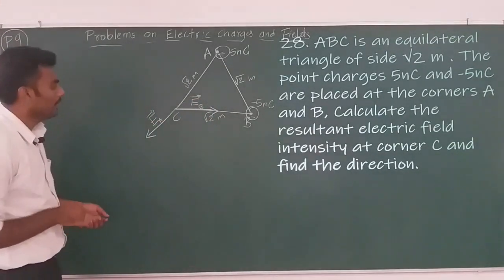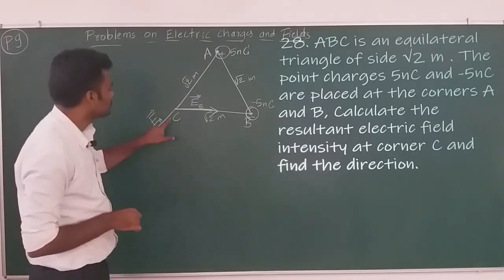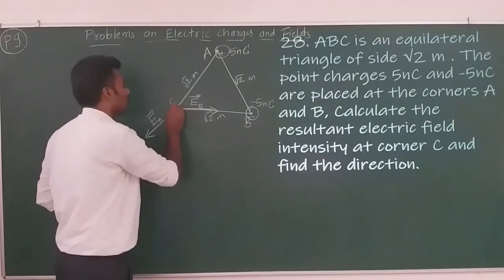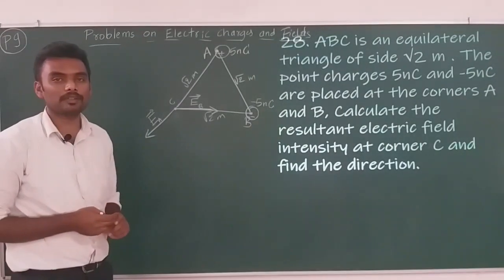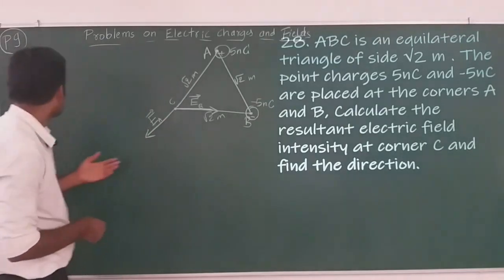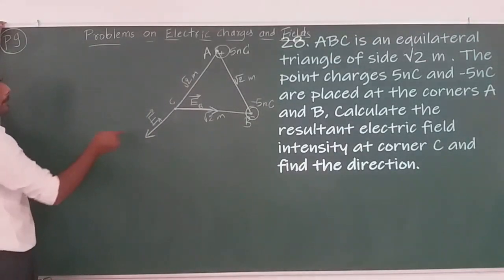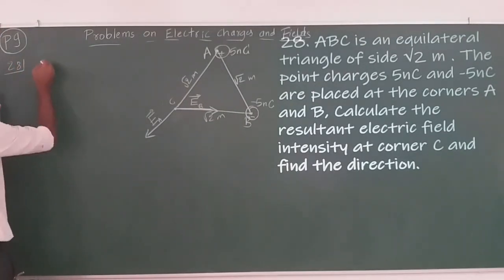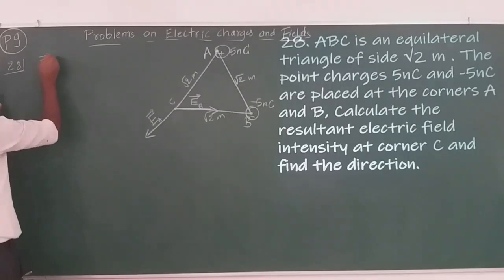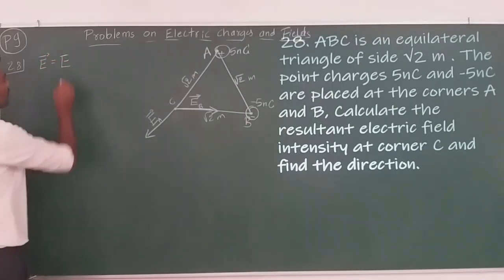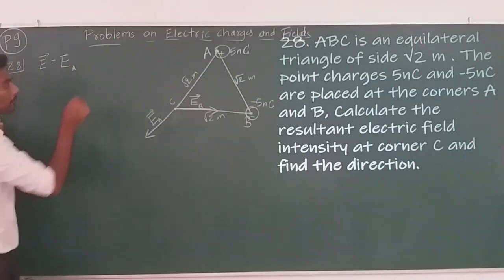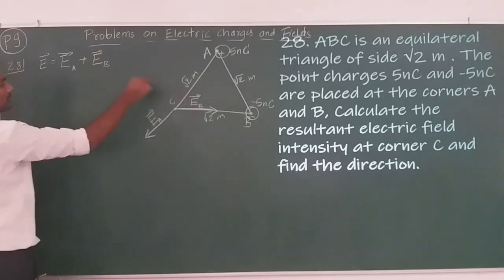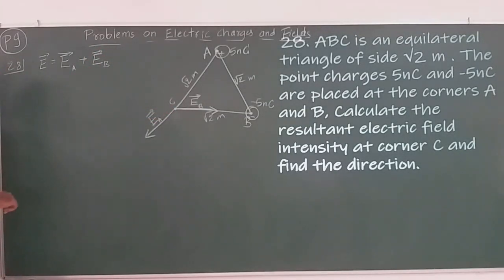Now, the resultant electric field, let me write this C here. The resultant electric field at C has to be found, right? That is what is asked to find. Now, the net electric field, question number 28, net electric field at C, E is equal to EA, electric field due to charge A, plus electric field due to charge B. I am taking the vector addition form.